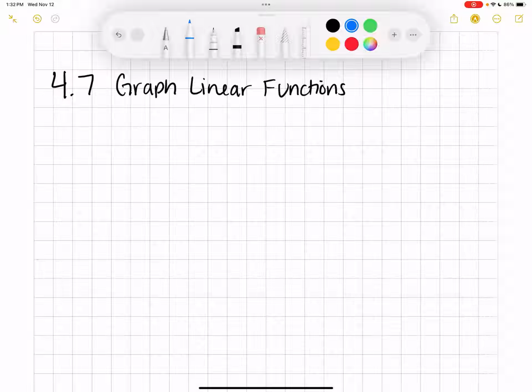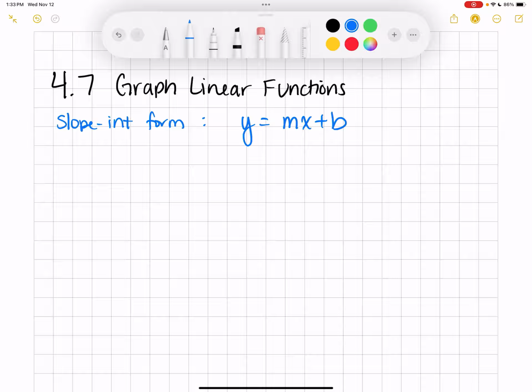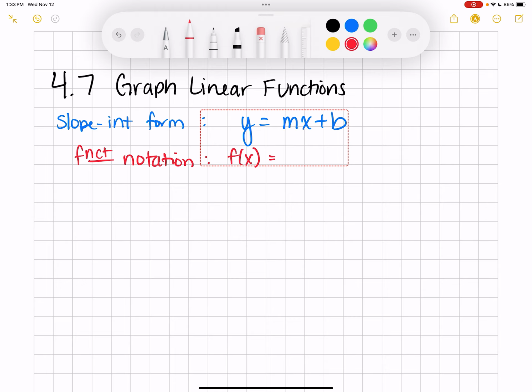So previously we've had slope-intercept form, which was y equals mx plus b. But if we have the same thing in function notation, instead of y, they write f of x is equal to mx plus b. So from here on out, you're going to see y and f of x interchanged.